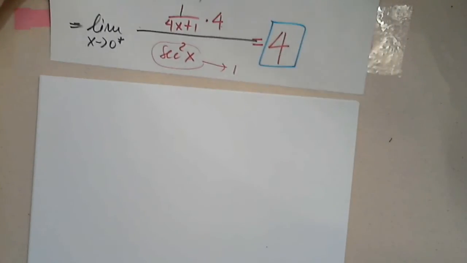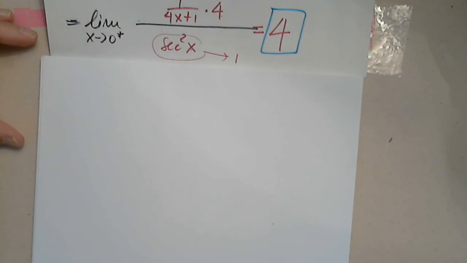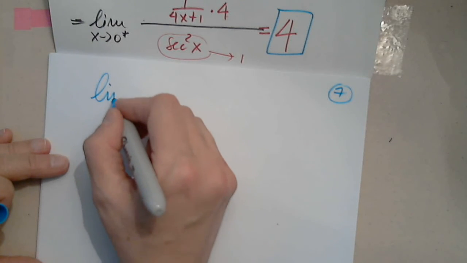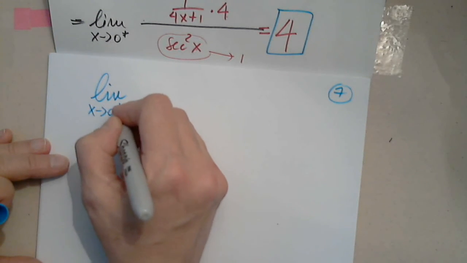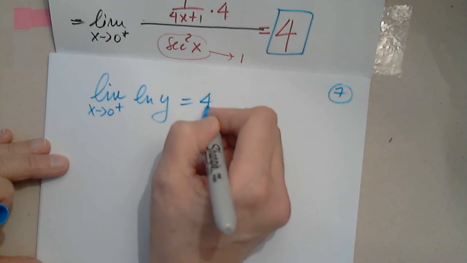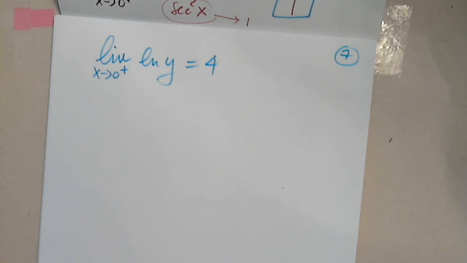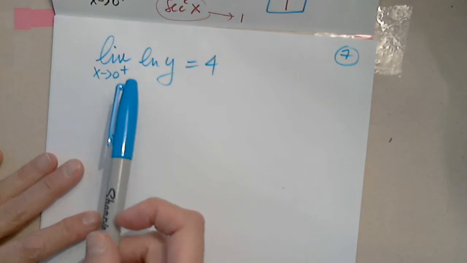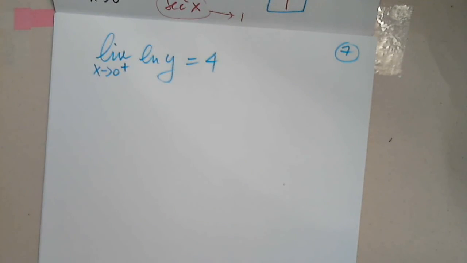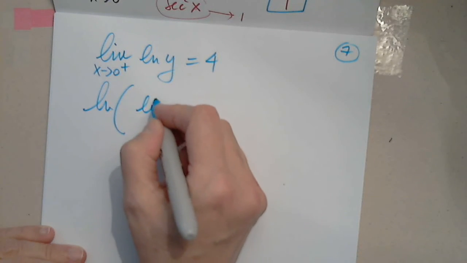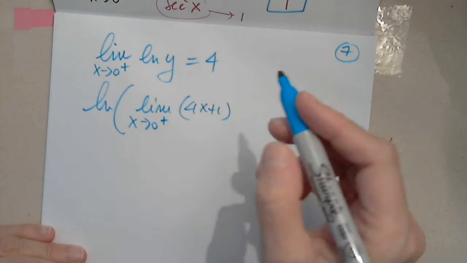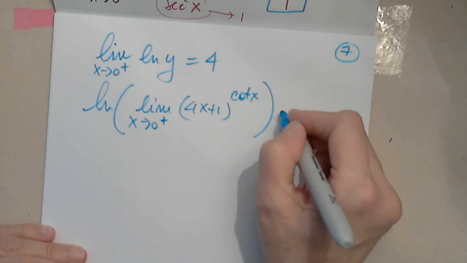So I'm copying. Any questions? Okay, I'm copying natural log. I'm copying the limit first. Limit as x approaches 0 from the right of natural log y is 4. At this point, under conditions of continuity, and this is a continuous function to the right-hand side of 0, I'm allowed to swap the operators. I put natural log outside the limit, and I copy the function now: 4x plus 1 raised to cotangent x is 4.